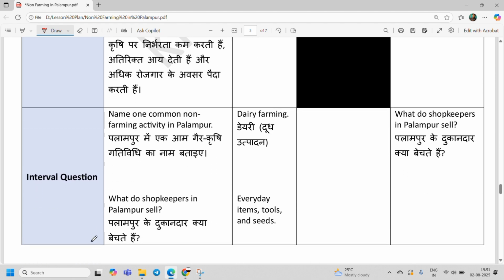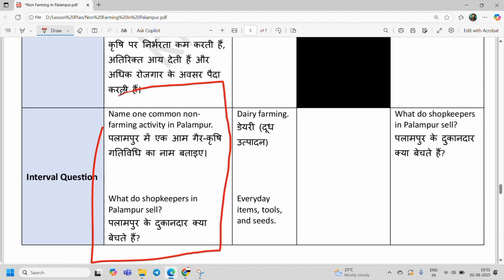After explaining, we again ask interval question. 2 interval question. Students will answer. Why do we ask interval question? To test whether the students are glued to the class or they are listening correctly. So we have to ask them question to make them connected to the classroom.